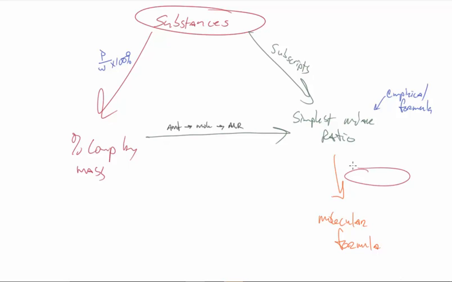So lots of stuff, ladies and gentlemen. Please don't overcomplicate this. All we're doing is saying everything has these constant ratios, whether it's by mass or by moles. Everything has a constant ratio according to the law of definite proportions.